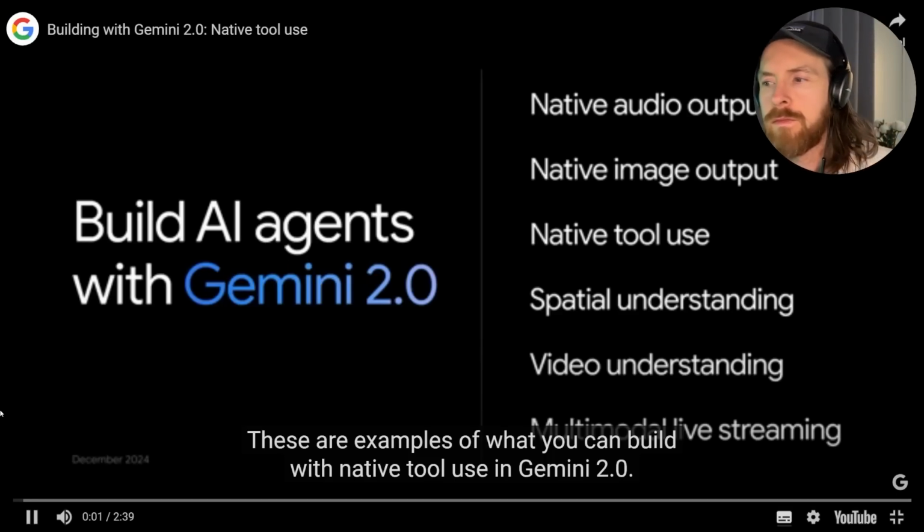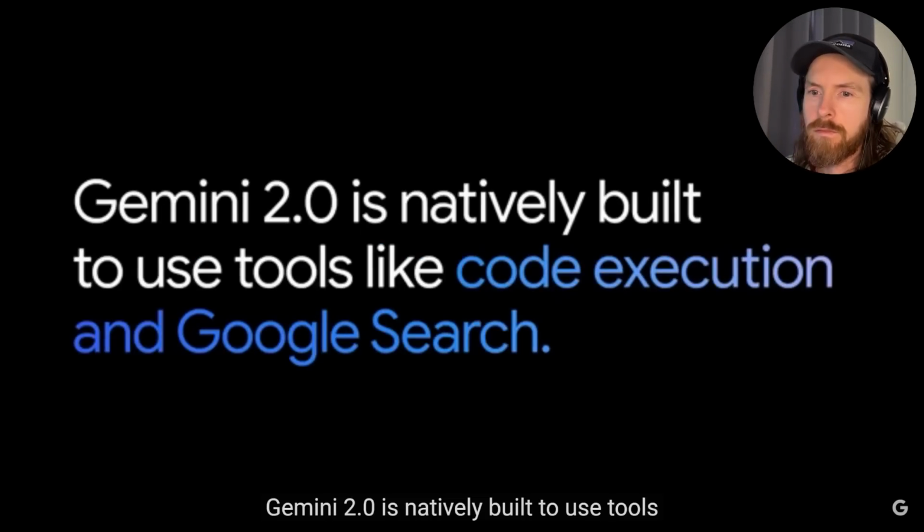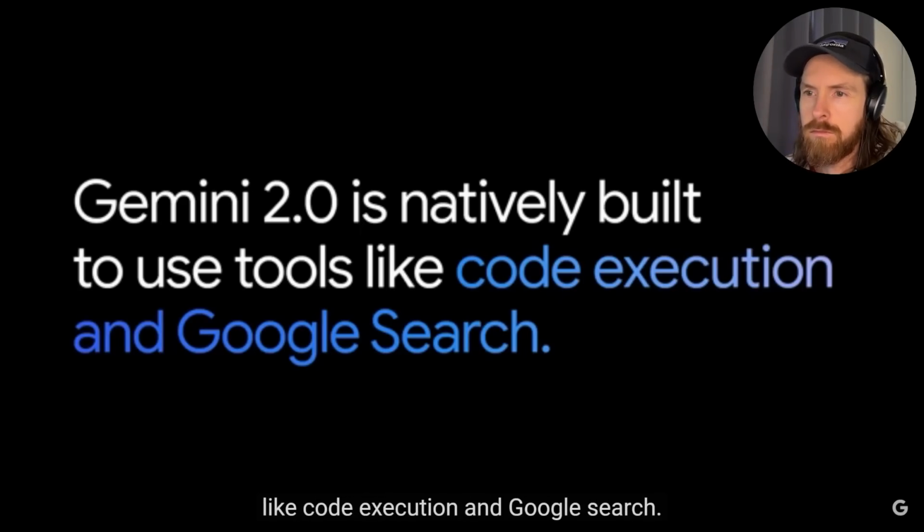These are examples of what you can build with native tool use in Gemini 2.0. Gemini 2.0 is natively built to use tools like code execution and Google search.